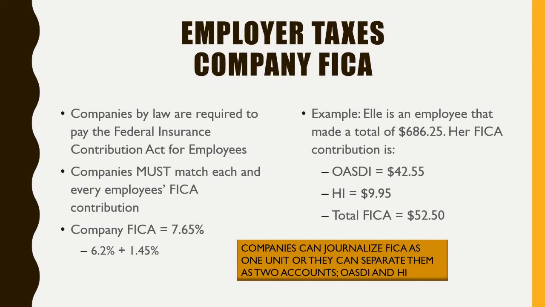Okay, so again, if L decides to earn $686.25, because for the Social Security, we've already calculated was $42.55, and the Medicare was $9.95. Therefore, the total company FICA that we have to contribute is $52.50, right? You just combine the two, and that's company FICA.